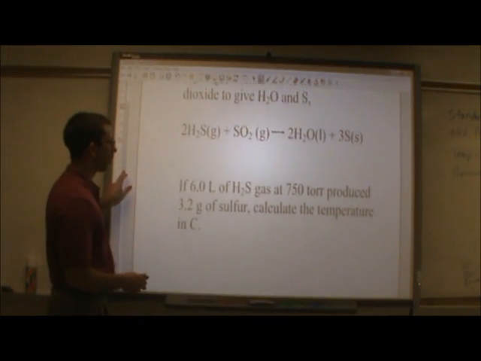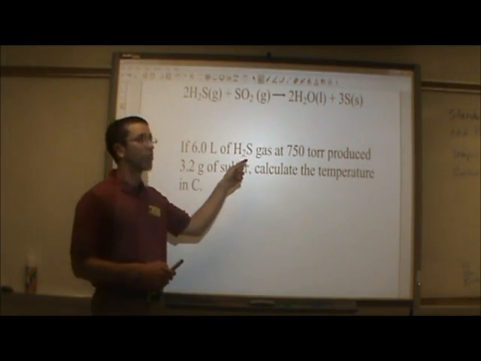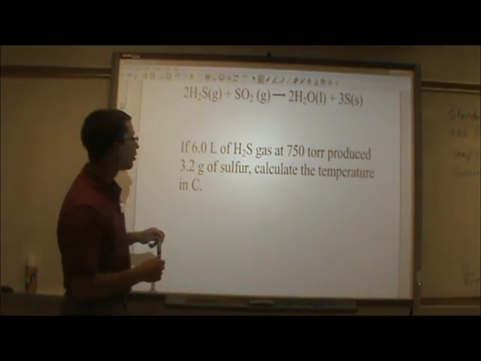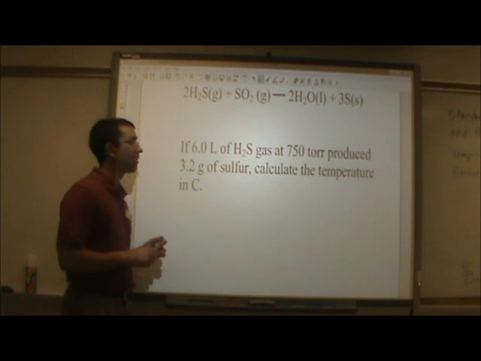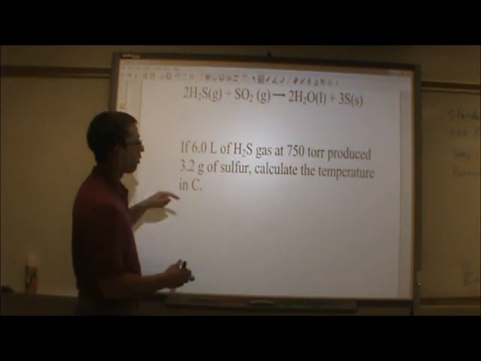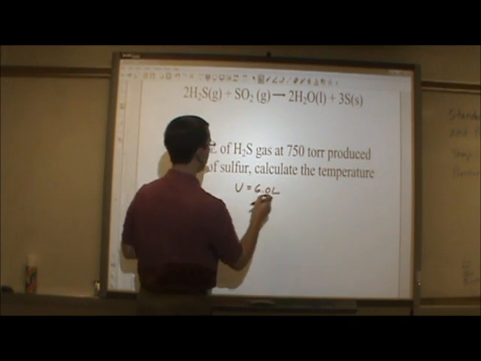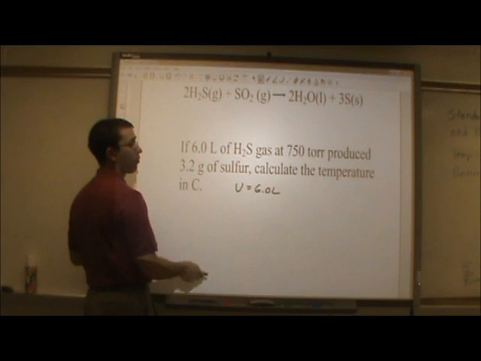The question that goes along with it is, if 6.00 liters of this lovely hydrogen sulfide gas at 750 torr produce 3.2 grams of sulfur, calculate the temperature in degrees Celsius. So we want to figure out the temperature in degrees Celsius. We look at some of the information we're given. We're given a volume of 6.0 liters, and this goes with H2S, hydrogen sulfide.